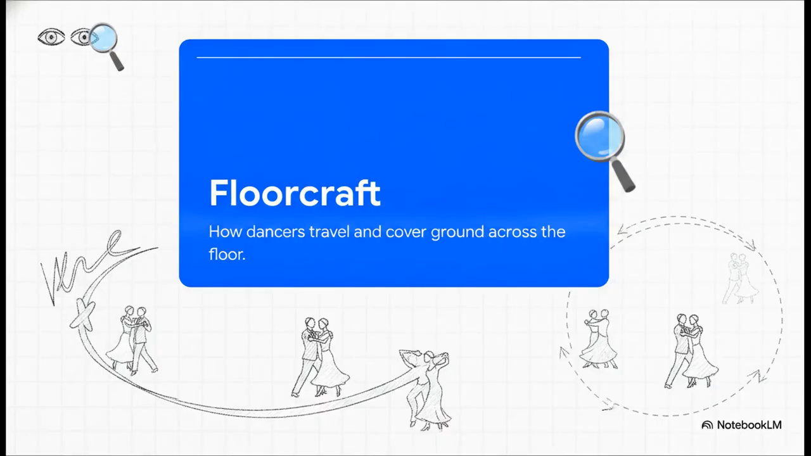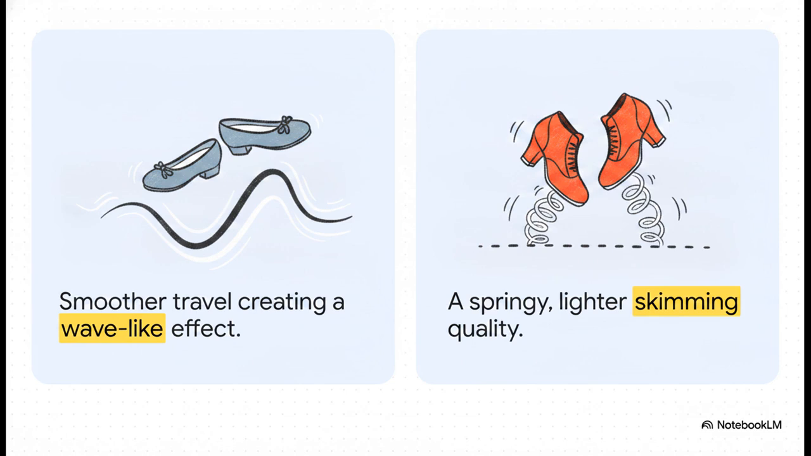Next up is the eye test. We are looking at floorcraft, which is simply how dancers travel, shape, and cover ground on the floor. So let's look at the sensory differences in how they actually travel. In Foxtrot, the traveling is markedly smoother and way more even. You'll see the couple maintain this calm, elegant frame, and their bodies rise and fall creates a gorgeous wave-like effect, moving gently through the partnership.